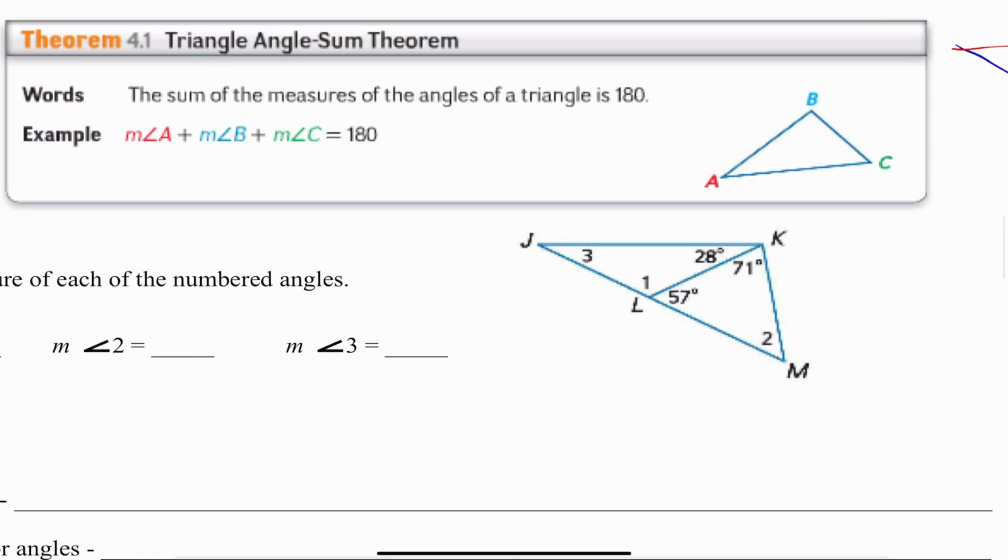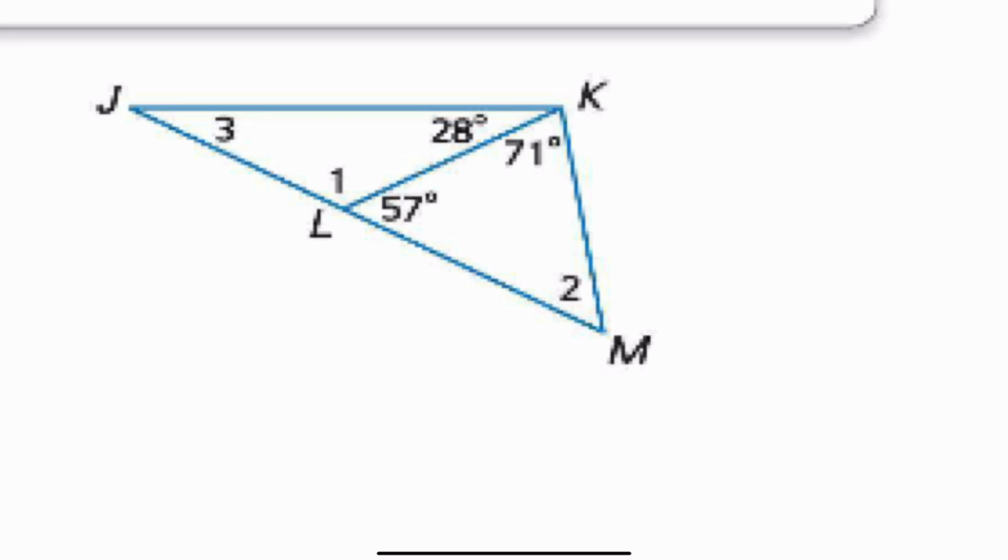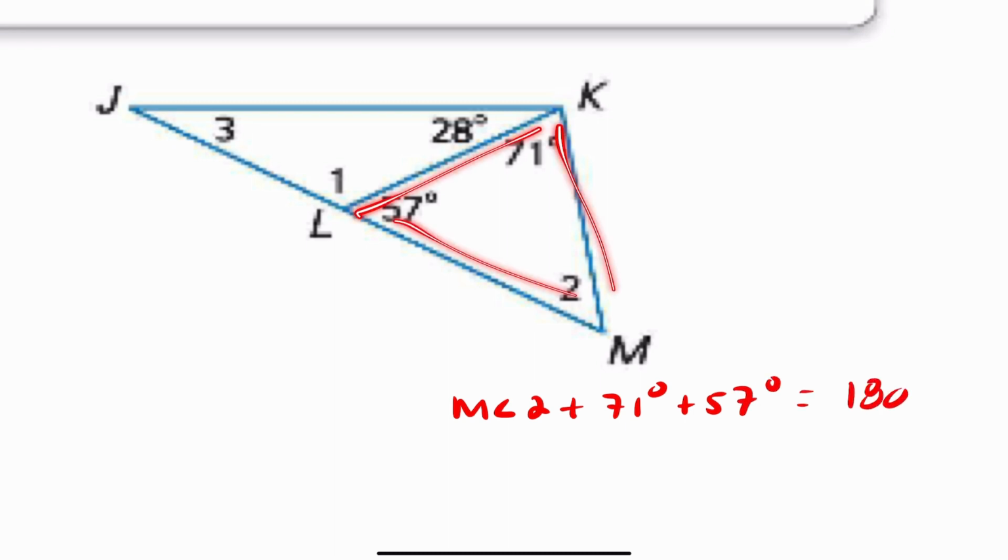Okay, so let's go ahead and figure out how big these angles are. Really, the easy one here is to figure out the measure of angle 2, right? Because I already have 57 degrees and 71 degrees, and I'm trying to figure out what angle 2 is. So you can create an algebraic equation and say measure of angle 2 plus 71 degrees plus 57 degrees is equal to 180, because remember, these angles here add up to 180 degrees, right?